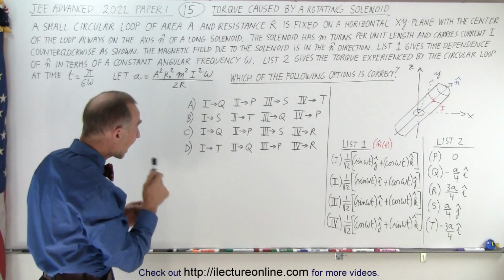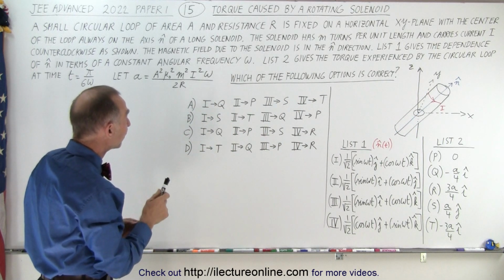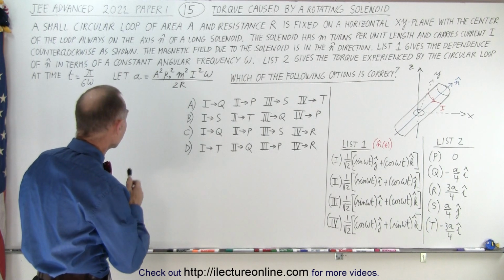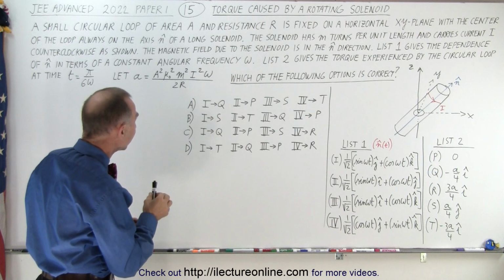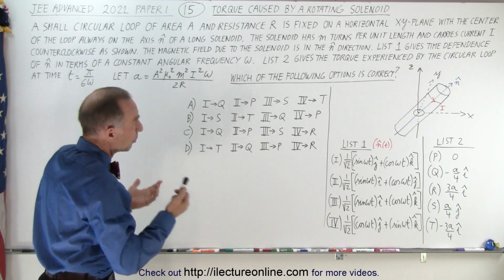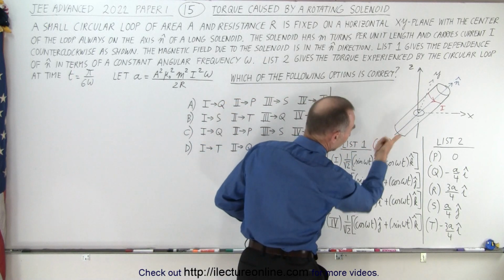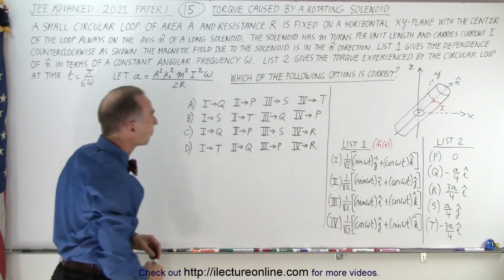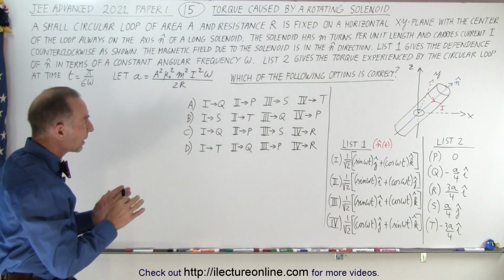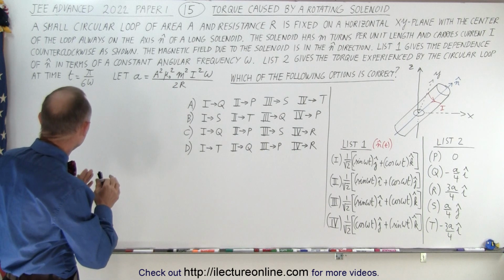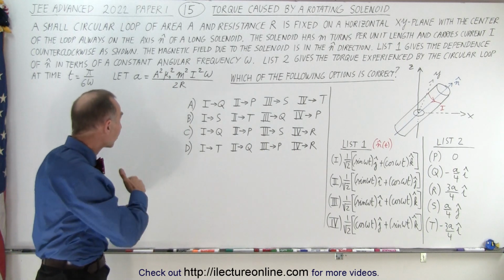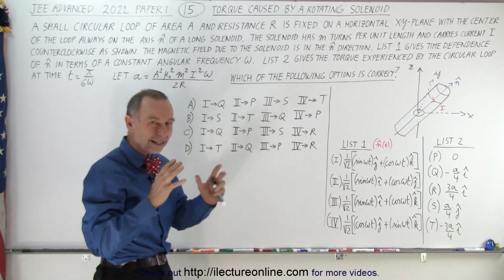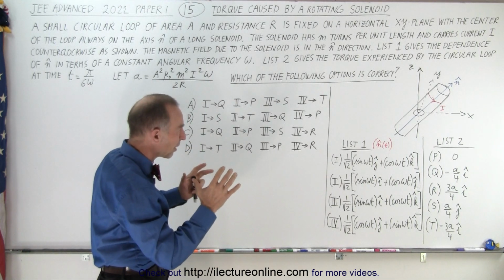The solenoid has M turns per unit length and carries current I, counterclockwise as shown. The magnetic field due to the solenoid is in the N direction. And that makes sense, because if the current goes around the solenoid, the magnetic field will be in the direction of the thumb, in the direction of the N unit vector. List 1 gives a time dependence of the direction of N in terms of a constant angular frequency omega. So the solenoid is rotating in some fashion, and that's kind of what throws you off in the beginning.